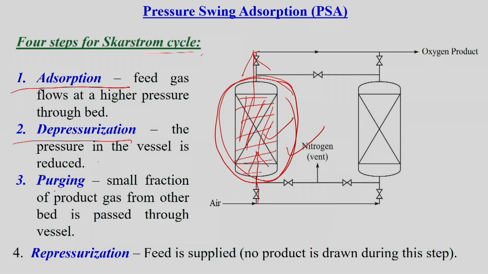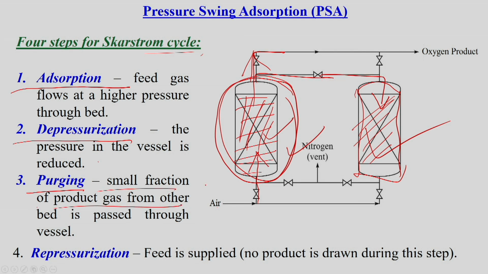Then some amount of purging is required. This third step uses a small fraction of the product gas coming out. Suppose this is entered into the other bed, which is now the fresh bed. So, some amount of purging is done in the second bed, and that is why we say purging is done.